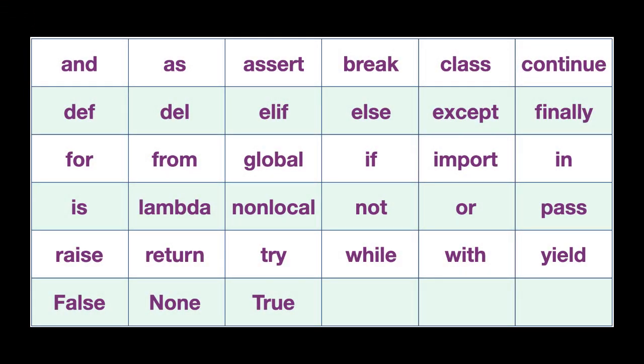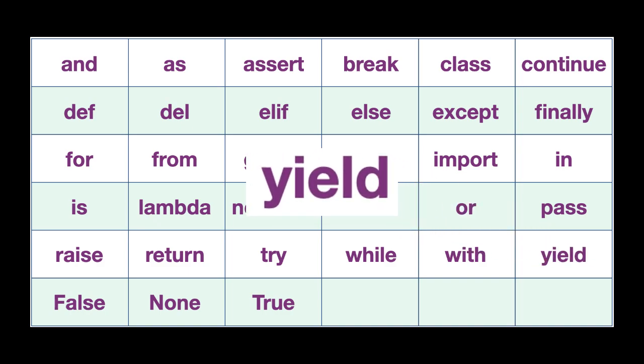There are 33 reserved words in the Python programming language. In this video, we will discuss the keyword yield.